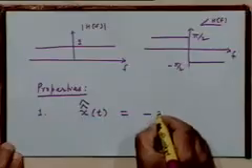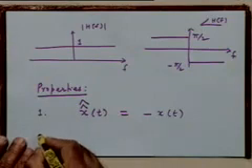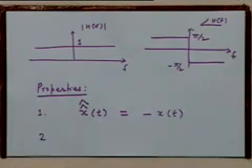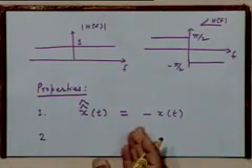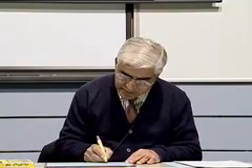So this is very easy to prove. I'll leave the proof. It's obvious, I hope. So the first property is that the Hilbert transform of the Hilbert transform of x(t) is minus x(t). Carry out the Hilbert transformation twice, and you get the same signal back except for a change in sign. Now of course let's look at some special cases.